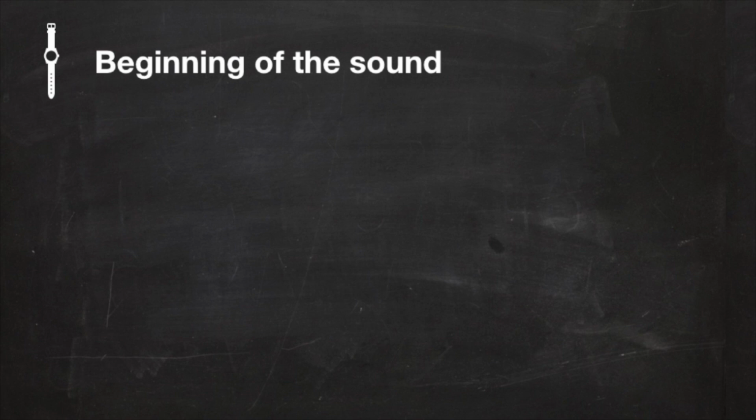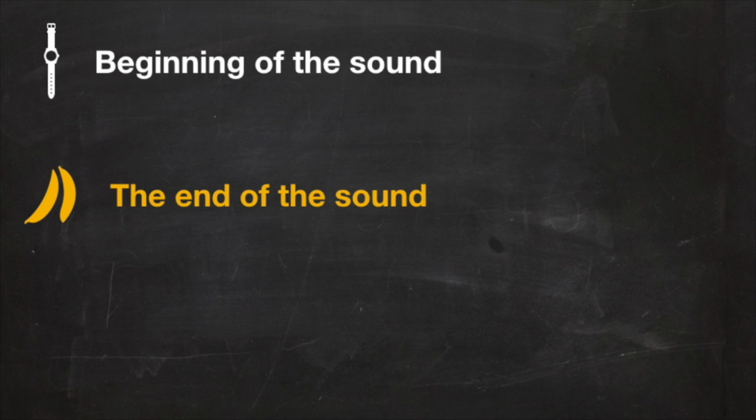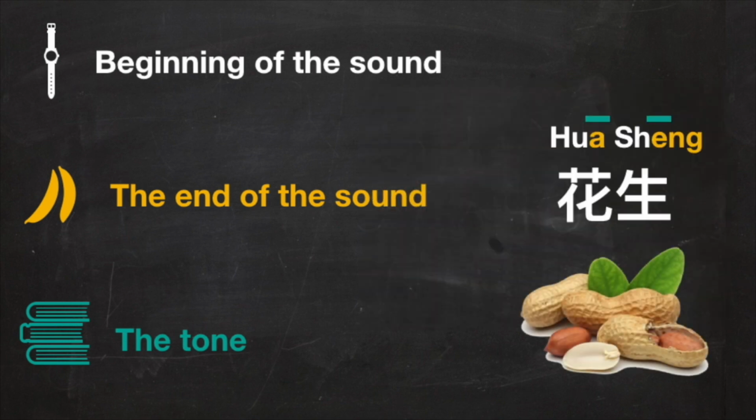You can say that every word written with the pinyin system can be divided into three parts: the initial part, or the beginning of the sound; the final part, which is the ending sound; and the third part is the tone, which is the line above pinyin. Now let's make an example. In Chinese, to say peanut, we say hua sheng, hua sheng. And now you can match every color with the three parts that I just explained.